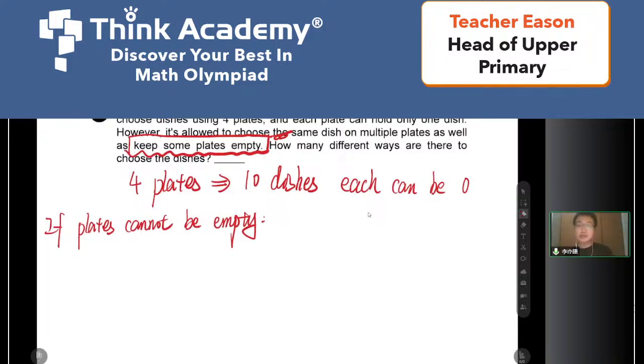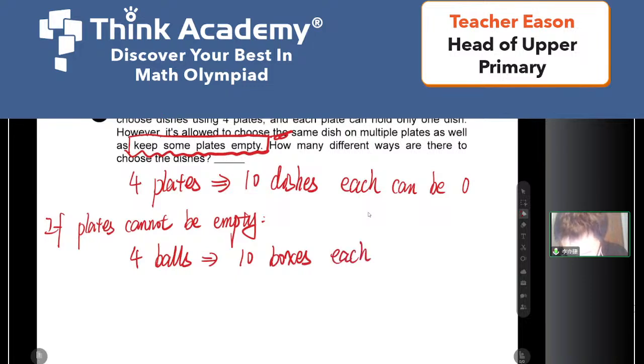We want to do the plate insertion. However, the plates are fewer than the dishes, so each can be 0. How do we solve this "can be 0" problem? As long as we see a "can be 0" problem, we can borrow balls. So now the case is 4 balls into 10 boxes, and each can be 0.